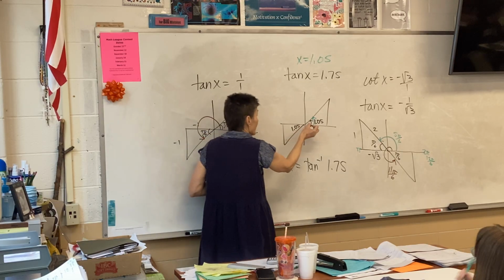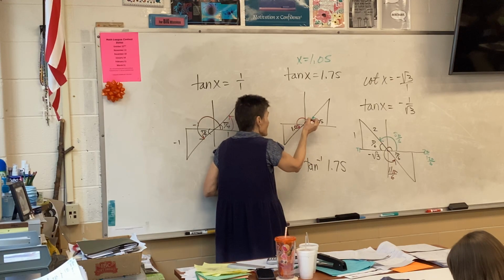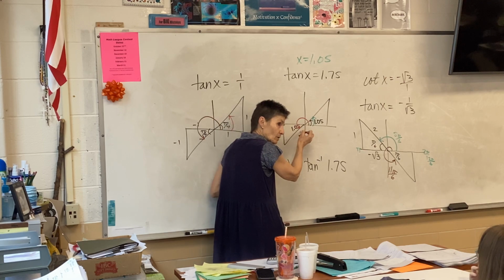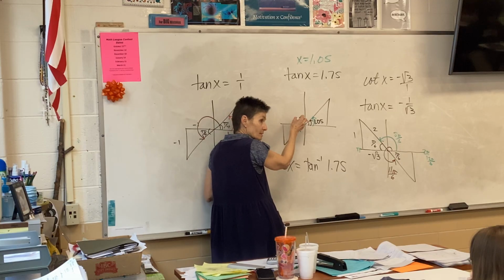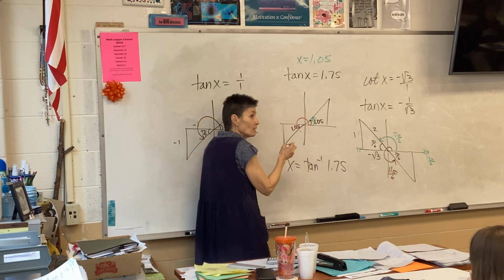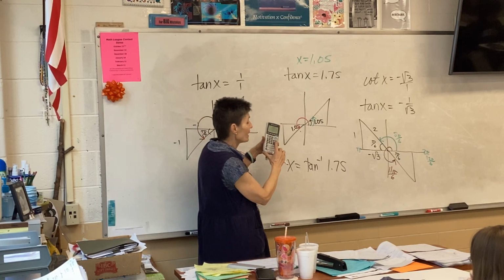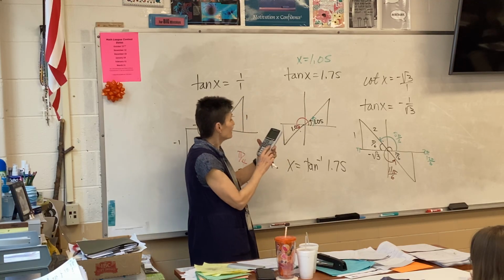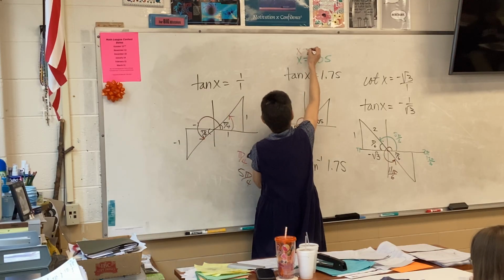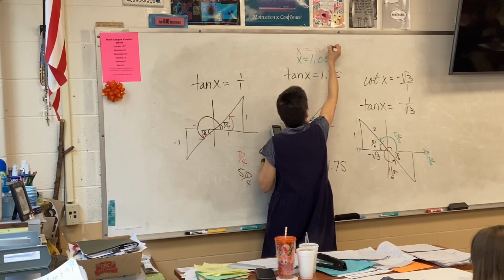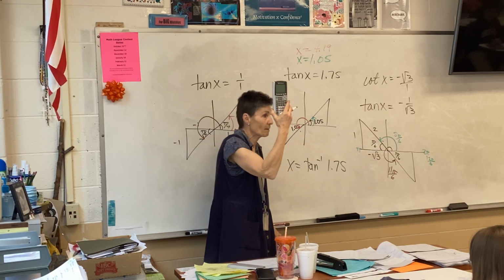Now, I gotta get my second answer. So notice, I'm starting here and going all the way around till I hit my diagonal line. How much is this? Pi. So how am I gonna find this? I'm gonna take 1.05 and add pi. And pi is right there on my calculator, second pi. So plus second pi, and my red angle is 4.19. That's radians. How do I know it's radians? Because I have my calculator in radian mode.